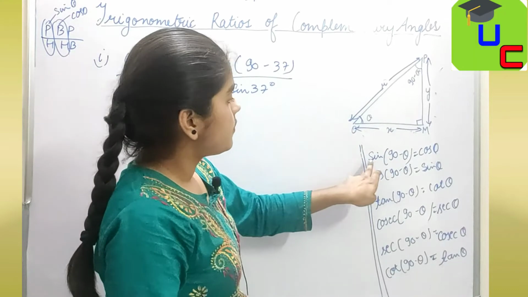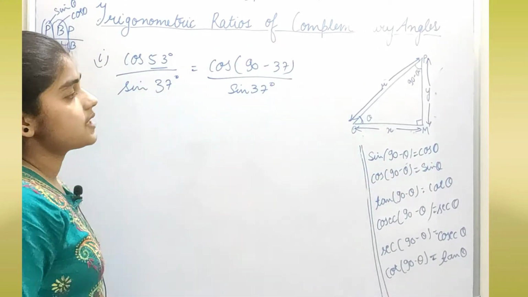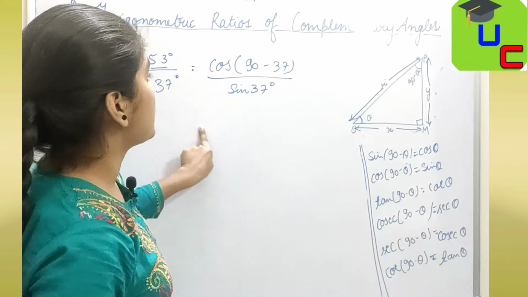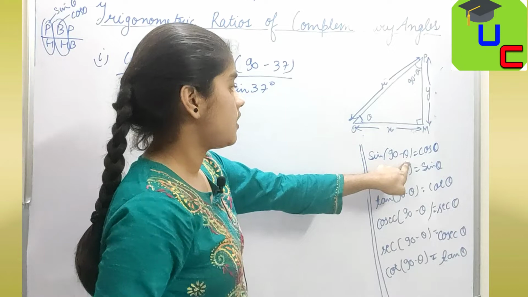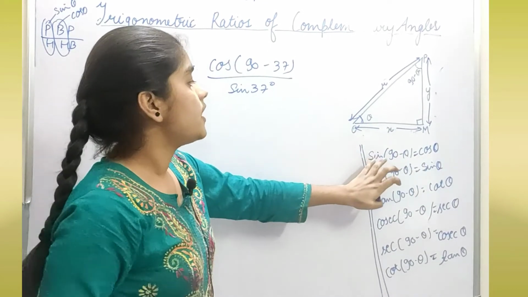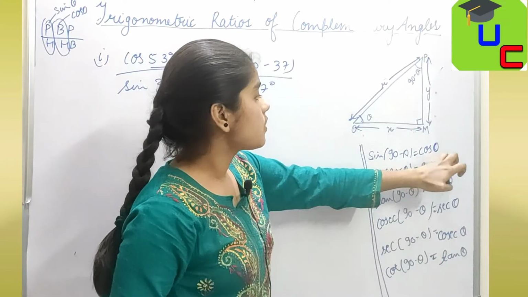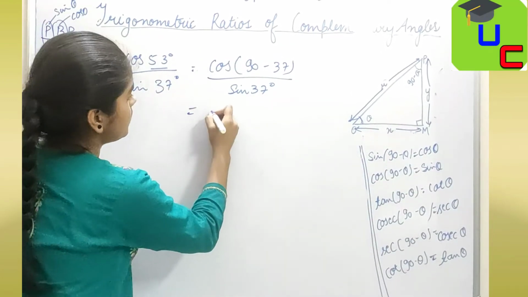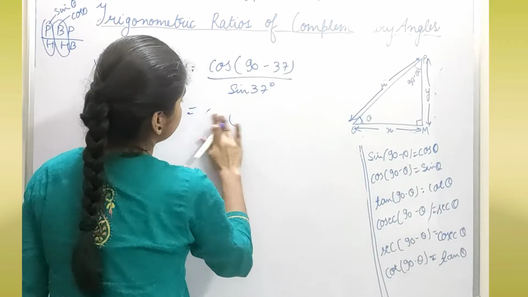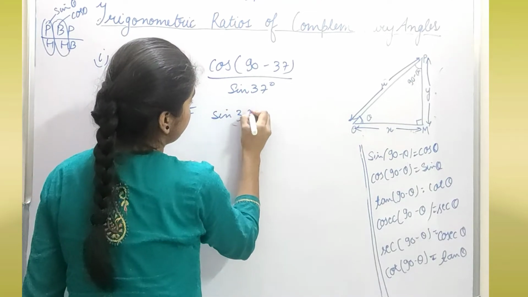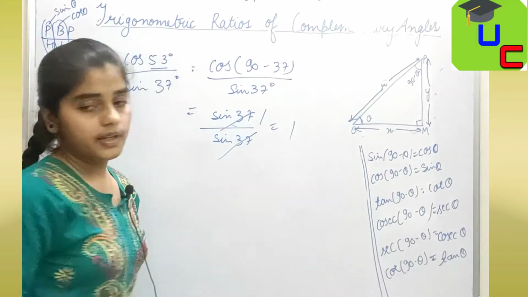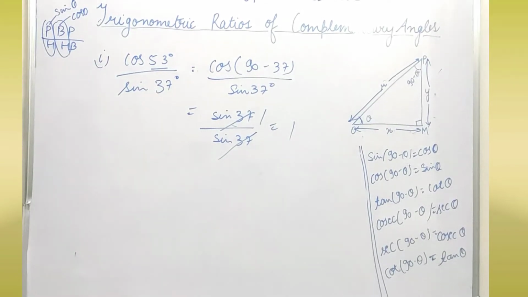You already know from this identity that cos 90 minus theta is equal to sin theta, where here in this question theta is 37 degree. Sorry, sin 90 minus 37 will be equal to cos 37. Cos 90 minus 37 will be equal to sin 37. Okay, sin 37 will be cancelled out, which is equal to 1. Let us take one more example.